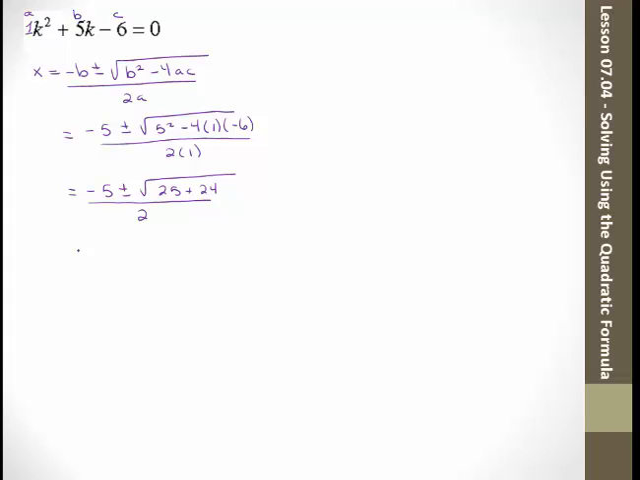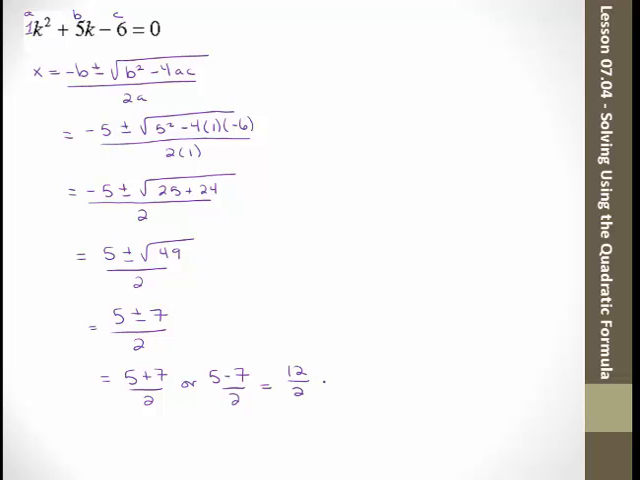2 times 1 is 2. So I have 5 plus or minus the square root of 49 over 2. That gives me 5 plus or minus 7 over 2. So I have 5 plus 7 over 2, and I have 5 minus 7 over 2. This will give me 12 over 2 and negative 2 over 2, which will give me 6 or negative 1. Those are my two solutions. These are the points where the parabola would cross the x-axis.